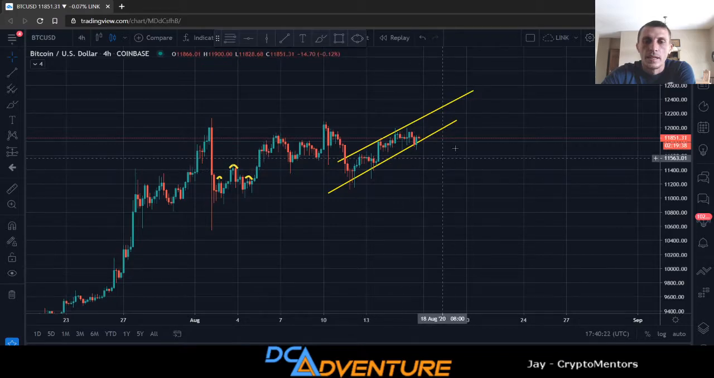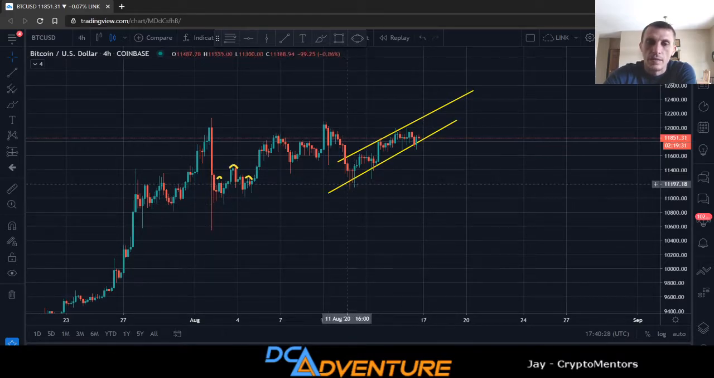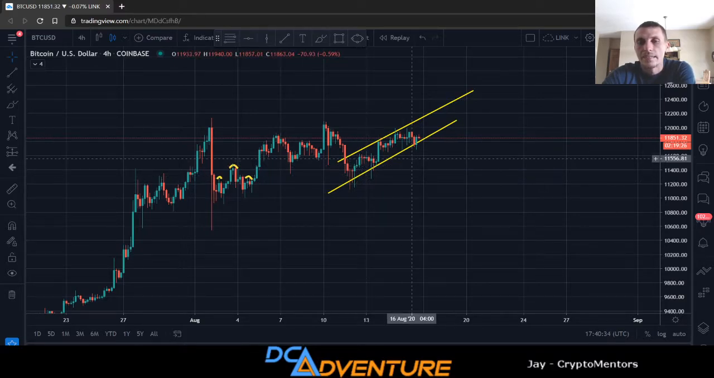And typically, if we do get a nice break, 80% of the time it'll keep moving down. And then you do have the other 20% of the time where it comes back up inside. So that's why we put our stop loss inside of there.